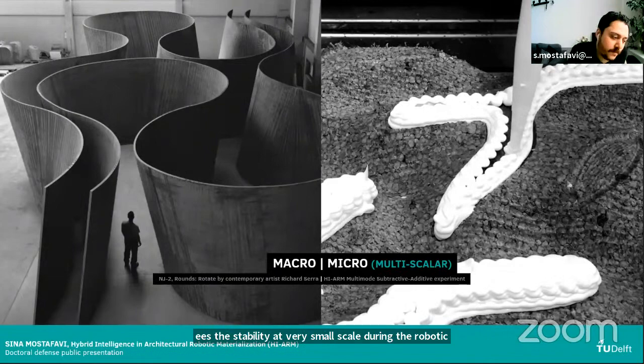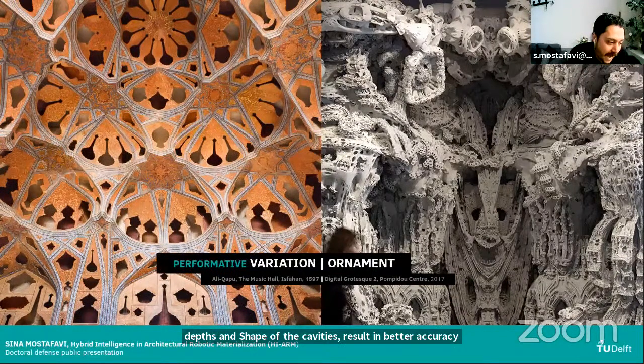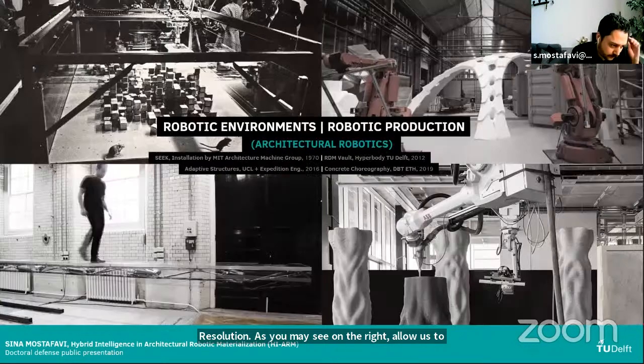How can we associate different performance criteria with topological and geometric variation? Like on the left, where in the music hall, variations in the size, depth, and shape of the cavities result in better acoustic performance of the space, and how the use of emerging digital fabrication technologies, with which we can afford significantly higher levels of resolution, as you may see on the right, allow us to achieve better performance considering different criteria such as structural, environmental, and functional.